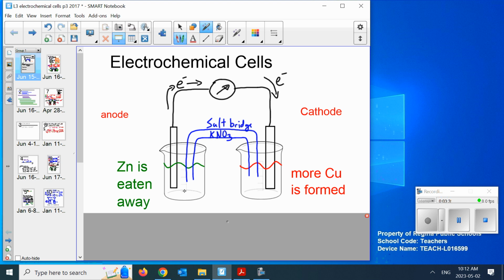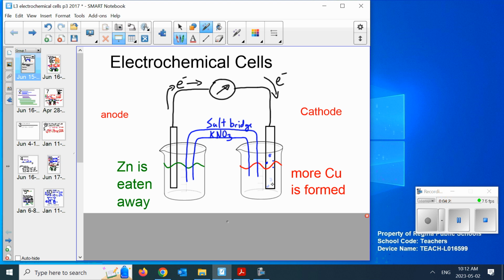This is a simplified battery. It doesn't look like a Duracell battery or anything. Those ones are a little more complicated, but the same principles. Now, what's going to happen is the zinc is eaten away and the copper is formed. After a day or so, you'll notice that this is starting to corrode. It'll look like it's being rusted away. And then the copper will have lumps of copper forming on it in the solution.